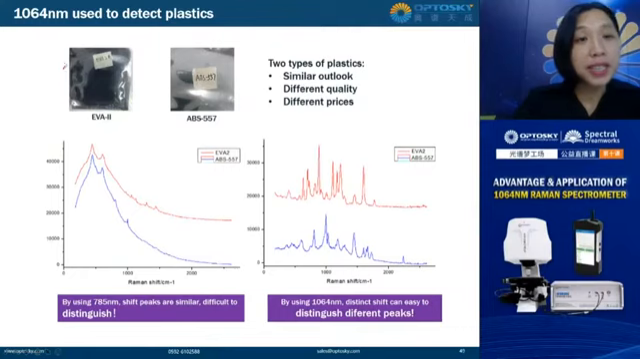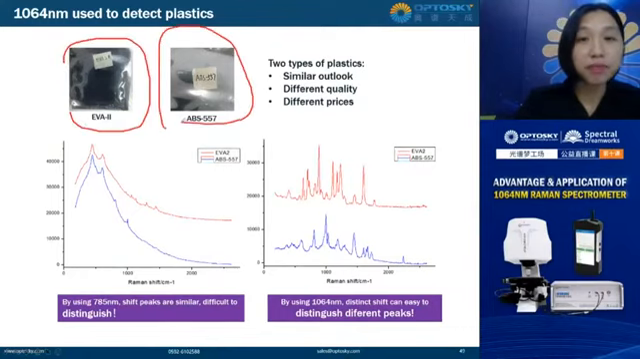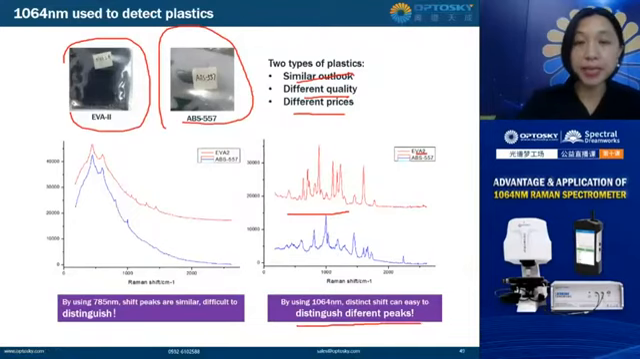And also you can see these two plastics look very similar, right? Similar looks, but different quality, different prices. How do you identify them? If you use the Raman signal at 785, you can hardly identify these two plastics. However, if you use the 1064, you can find that EVA has more peaks than the ABS. So you can easily distinguish the different peaks.